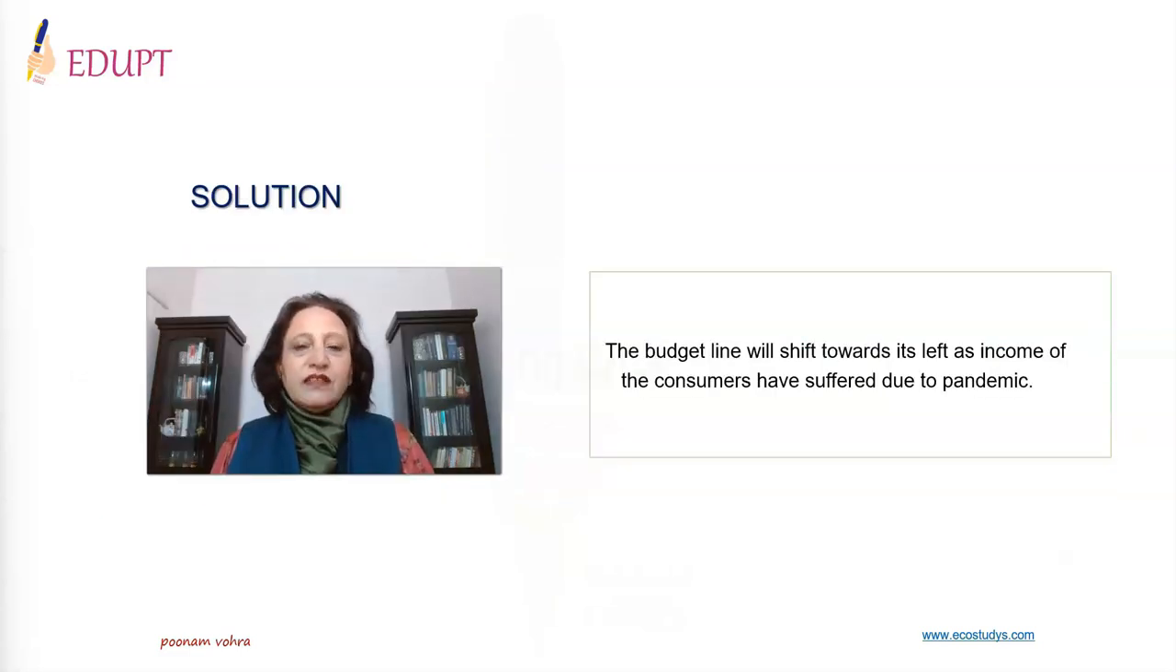Please check your answer. Due to pandemic, if the incomes have reduced, obviously the budget line will shift towards its left, implying that people are now in a position to buy less of both the goods. So one can show it diagrammatically by having a leftward shift of the budget line.